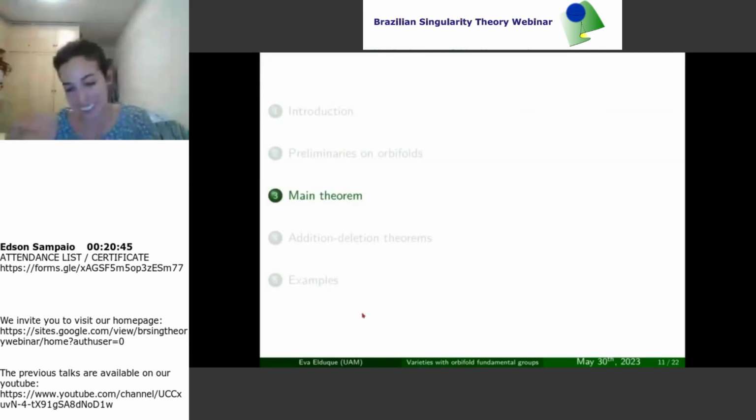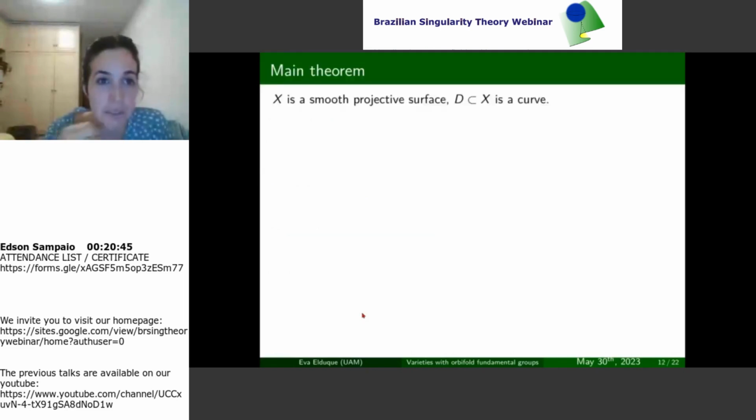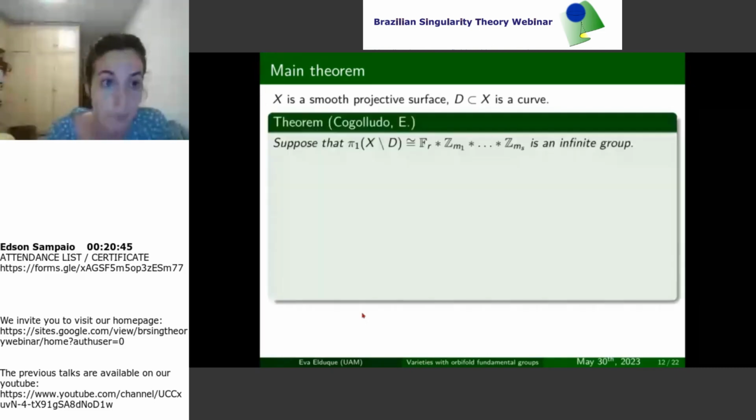So let's see the main theorem. The main theorem gives us necessary conditions for a fundamental group of a curve complement to be a free product of cyclic groups. So again, the setting we were in is we have a smooth projective surface and a curve inside of it, and we're interested in what happens when the fundamental group of the complement is a free product of cyclic groups.